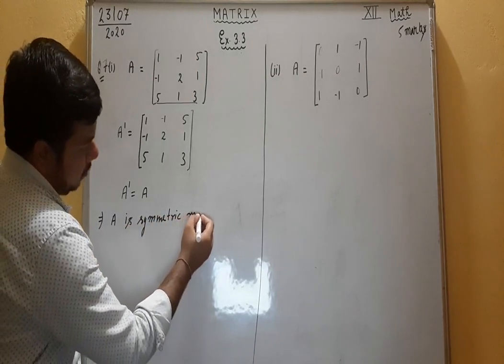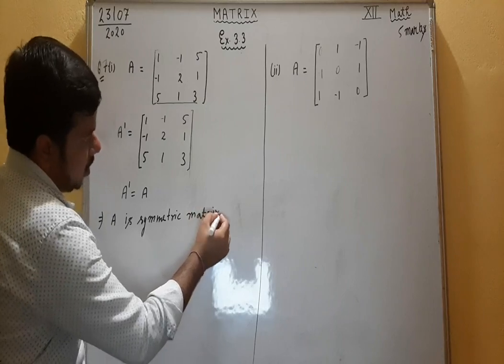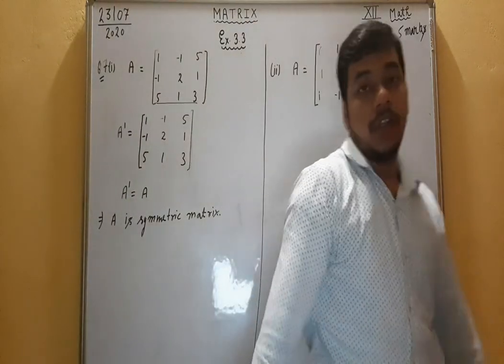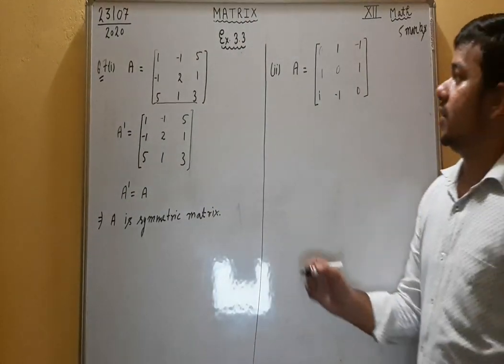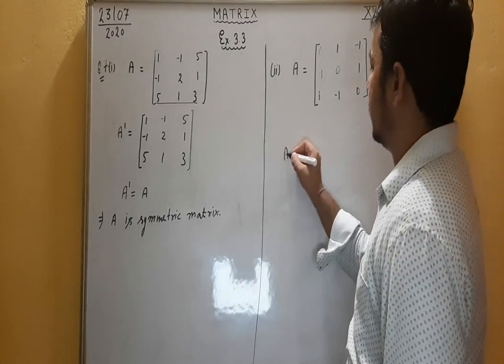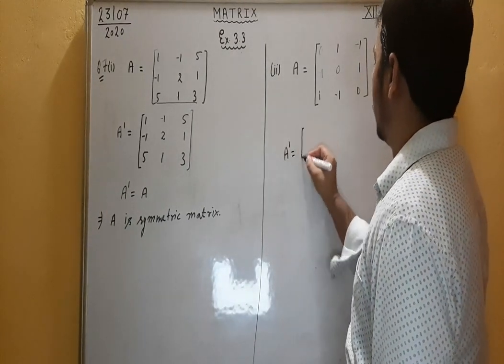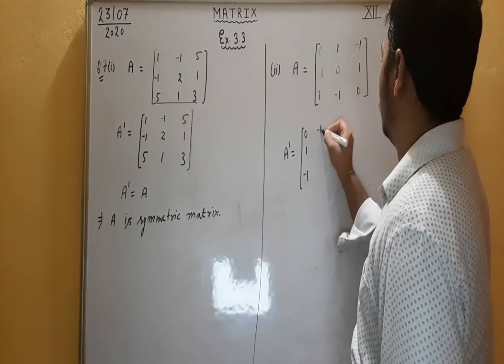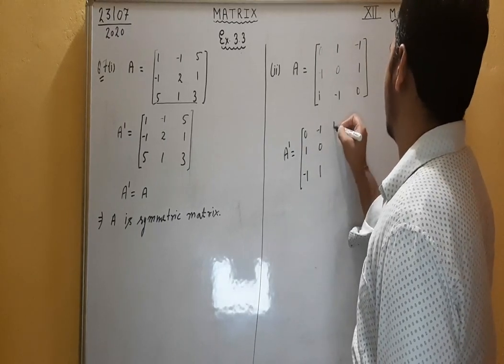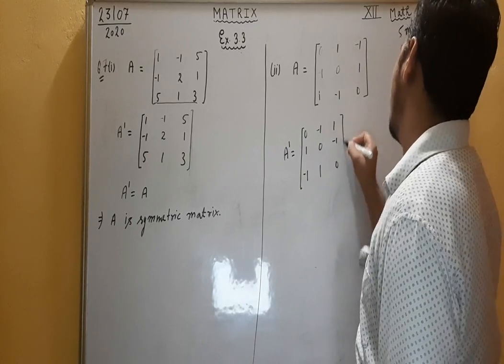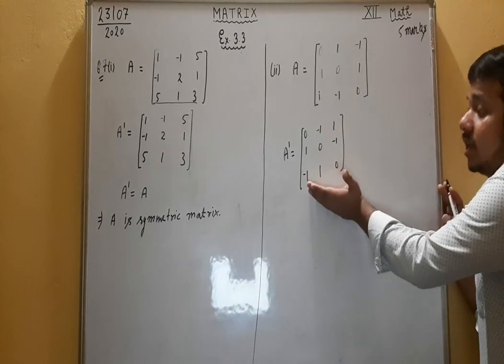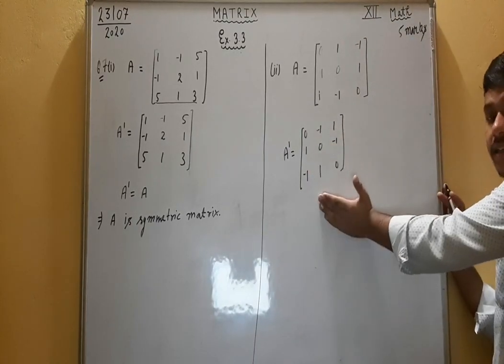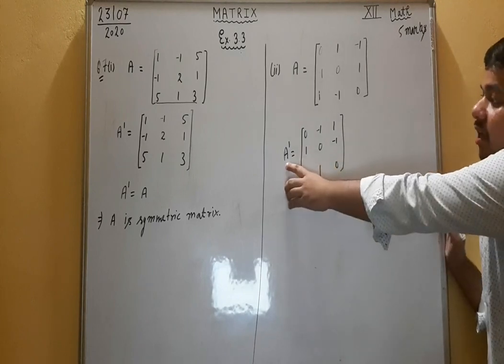Now, in the second part, another matrix A is given. You have to prove that this A is a skew symmetric matrix. Now let us see. A dash is equal to what? First row 0, 1, minus 1. Second row minus 1, 0, 1. Third row 1, minus 1, 0. I am calling rows, but I am writing in a column wise direction. Why? Because I am taking the transpose.